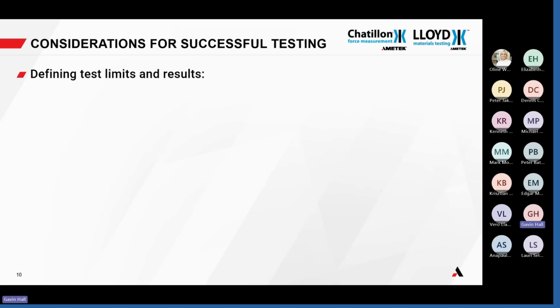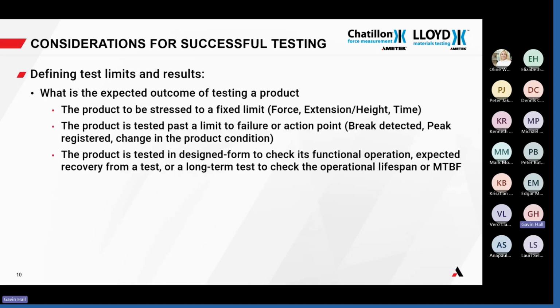So again, how do we define test limits and results? So what's the expected outcome of a product? The key considerations. So is it to be stressed to a fixed limit? And in our machines, normally that's traditionally a force, an extension, a height, or a period of time. Is it tested as part of a limit or failure or action point? So a break detected, a peak registered, or a change in the product's condition.